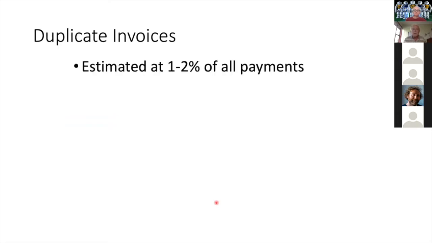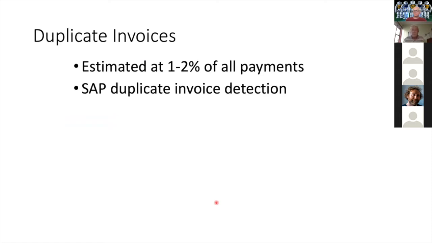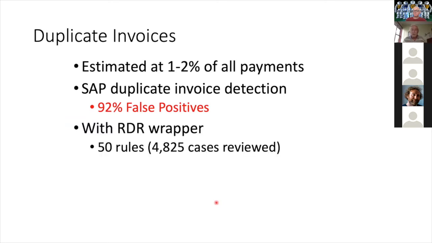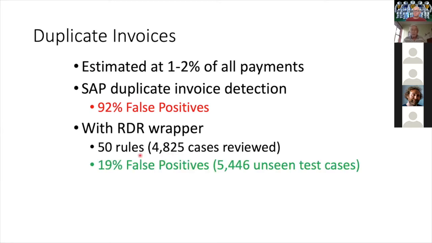Now let's have a look at an application of this. Duplicate invoices are estimated at 1-2% of all payments. SAP has a wonderful duplicate invoice detection system that detects them all, but there are about 92% false positives that have to be checked through by account clerks. Putting an RDR wrapper, as I've just described, around this, and reviewing 4,800 cases, 50 rules were added. The false positives dropped to 19% as tested on unseen test cases.